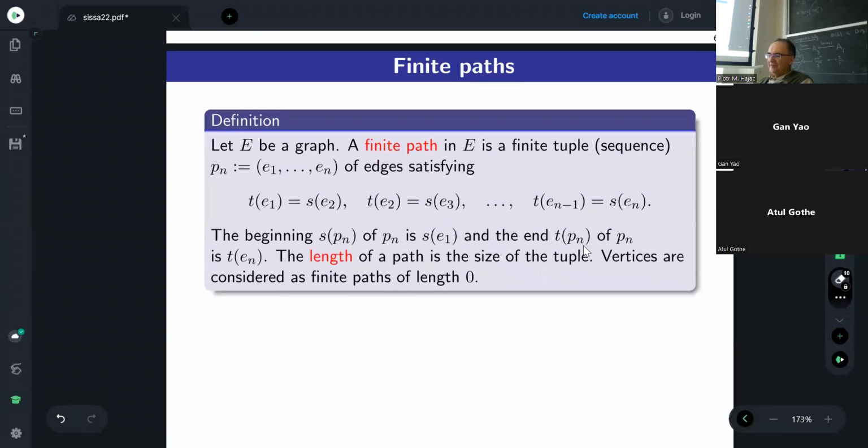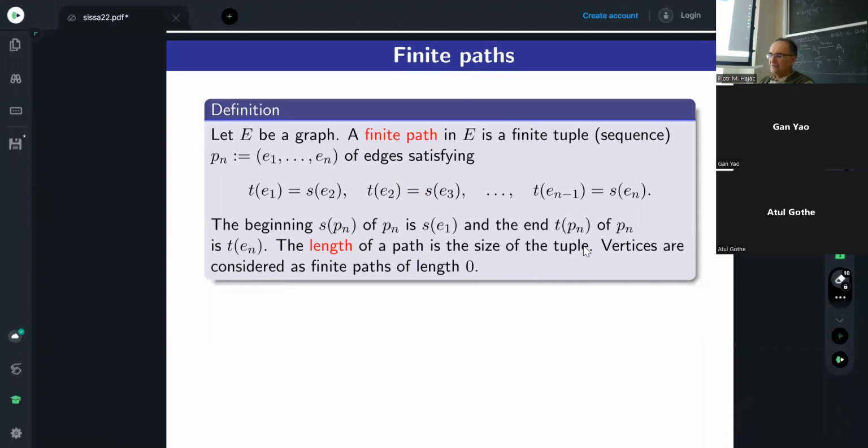Okay, so these are graphs, and now in order to do path algebras, you have to do finite paths. Of course, you can also do infinite paths. You can do infinite paths left and right, but let's not do it. It's not needed for my purpose. We take a graph, any graph, and we say that a finite path in E is a finite tuple, or if you wish, a finite sequence of edges satisfying the following crucial condition, that the end of one edge is the beginning of the next edge.